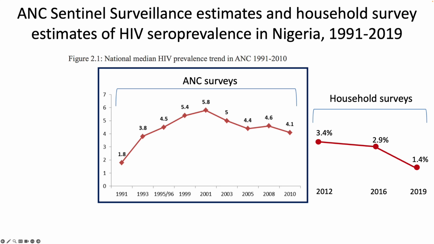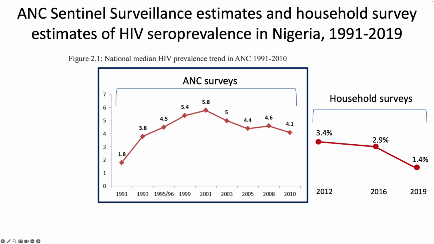This slide shows some of the rounds of antenatal clinic sentinel surveillance that were conducted since that round in 2001. And the 2001 round ended up being the peak estimate at 5.8%. And it trended a bit lower through 2010 in antenatal clinics, shown in the box here.